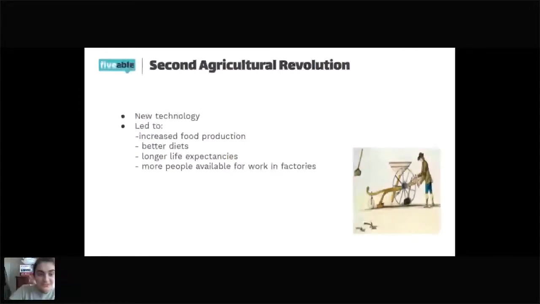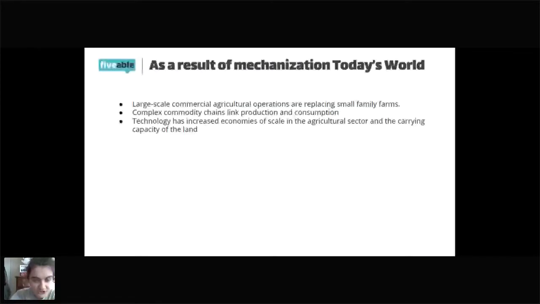As a result of mechanization in today's world, large-scale commercial agriculture operations are replacing small family farms. We already went over that. Like in the US here, we have a lot of commercial agriculture. Our whole produce, that's where we get it.